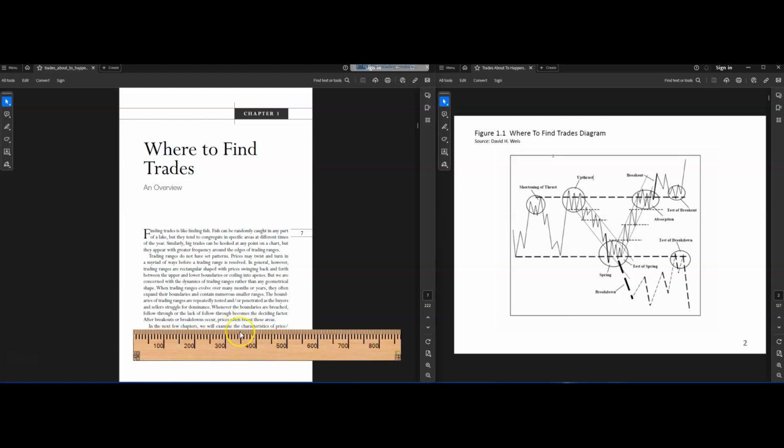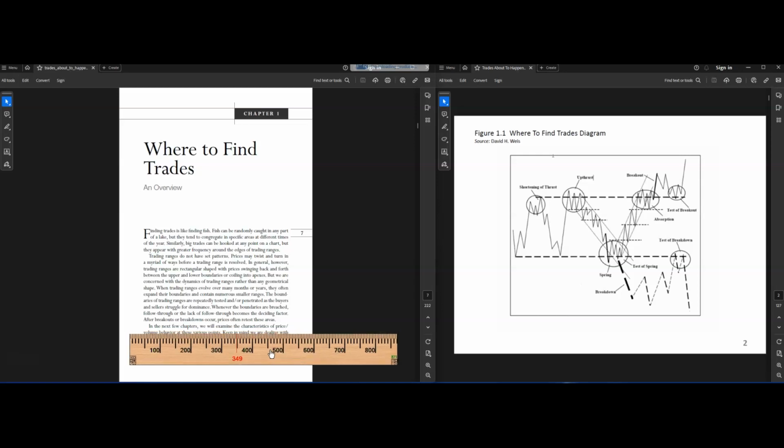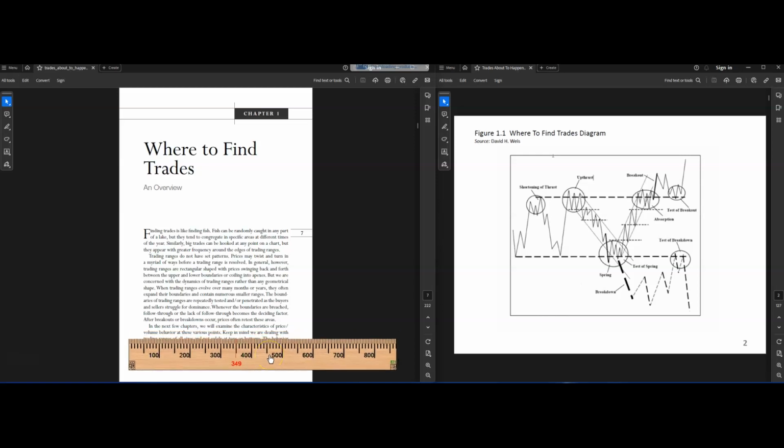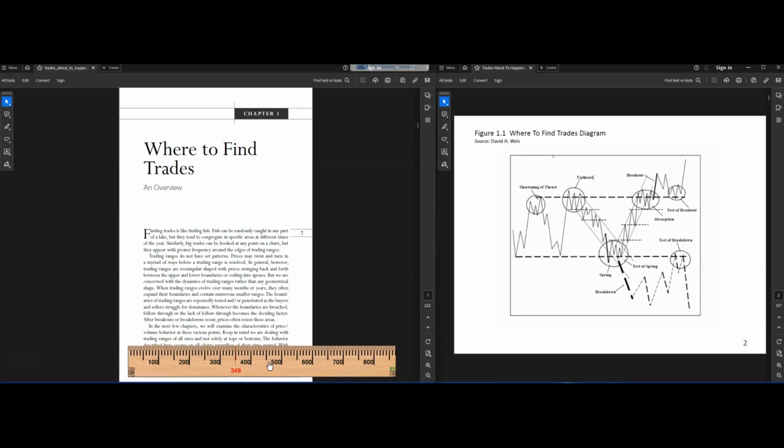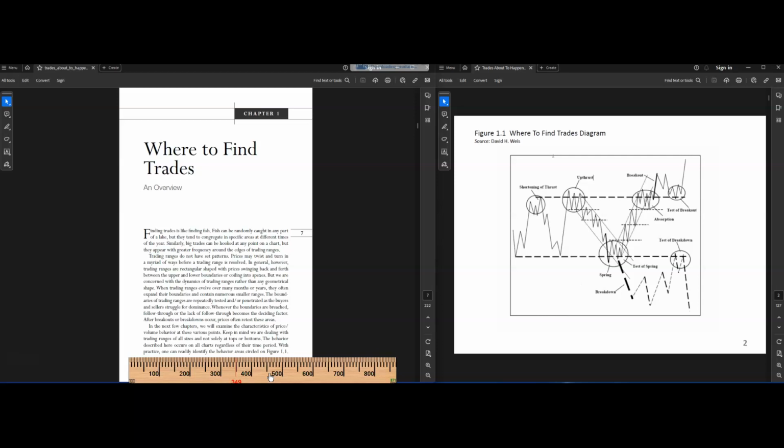And then once that happens, prices often retest these areas after the breakout. What happens? Prices test. So in the next few chapters, we'll examine characteristics of price and volume at these various points. And we are dealing with trading ranges of all sizes, not only at tops or bottoms. The behavior described here occurs on all charts regardless of their time period. All right.